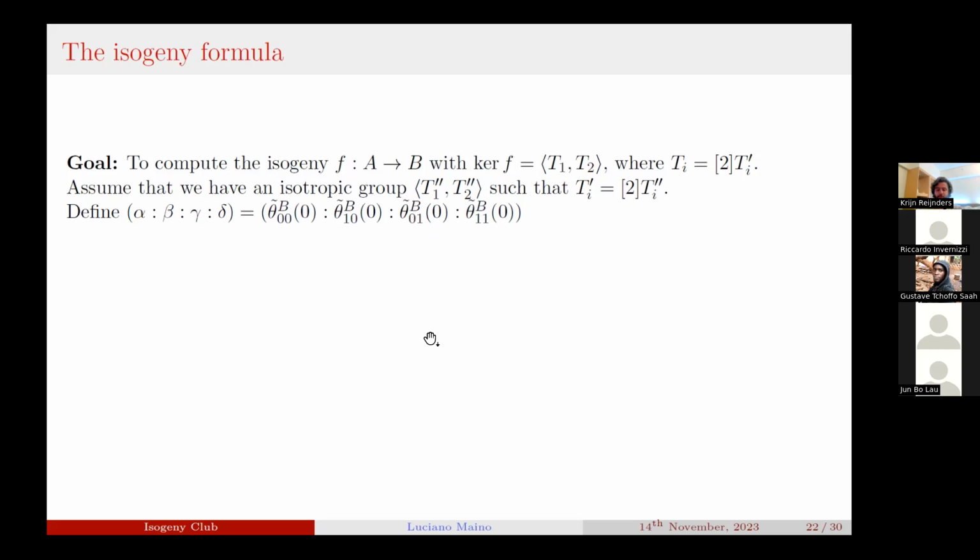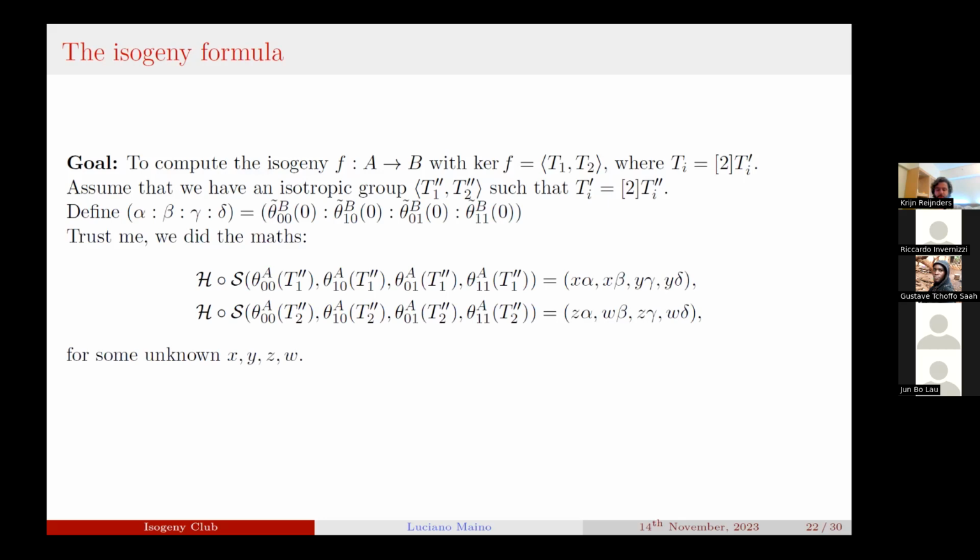And then what we have here, I just need you to believe me. I mean, we did the maths, and this relation holds. So if we apply this squaring operator composed with the Hadamard operator onto the theta coordinates of T1'', you obtain X alpha, X beta, Y gamma, Y delta.